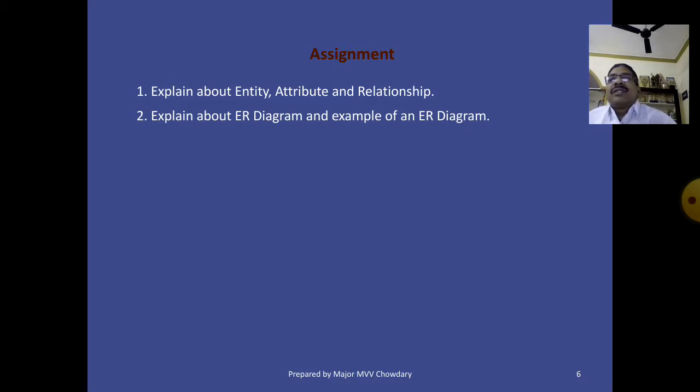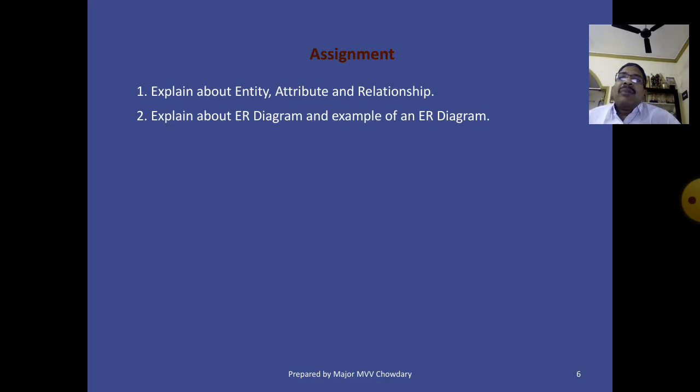In this class, we learned about the building blocks of an entity relationship diagram. The primary elements are entities, attributes, relationships. We discussed entity, attribute and relationship, and how to represent the ER diagram, and we have already discussed some examples of an ER diagram.